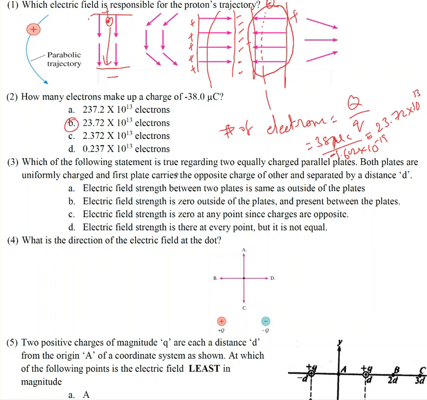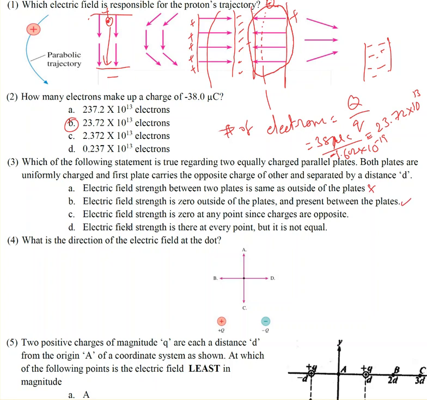Now, which of the following statements is true regarding two equally charged parallel plates? Both plates are uniformly charged, the first plate carries the opposite charge of the other, and they are separated by distance d. He's talking about a capacitor. We know that there is always an electric field between these two plates. It's constant everywhere between these two plates. Outside of these plates it is 0. So electric field strength is 0 outside of the plates and present between the plates. Electric field strength between two plates is the same as outside of it. This is the wrong answer. So it looks like this is the right answer.